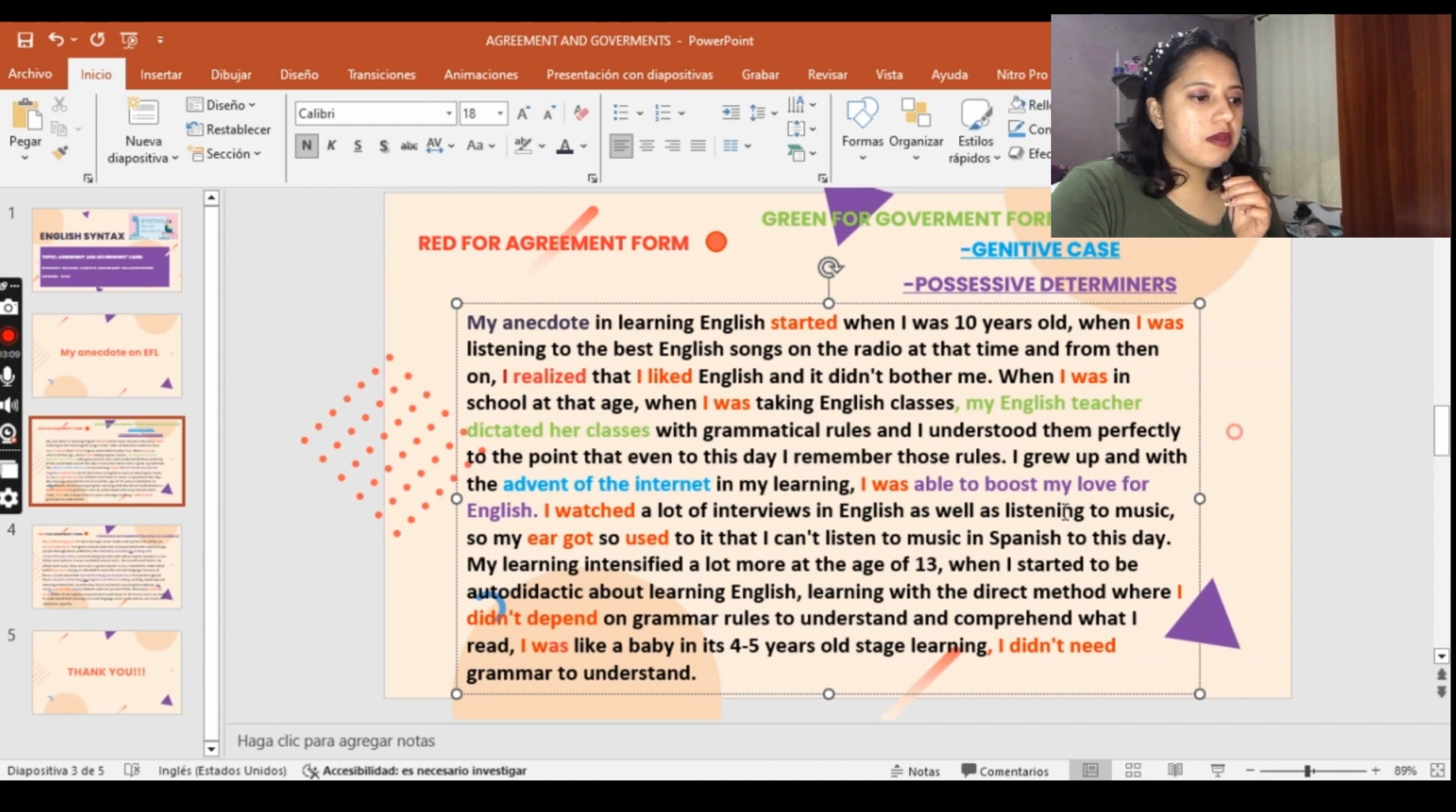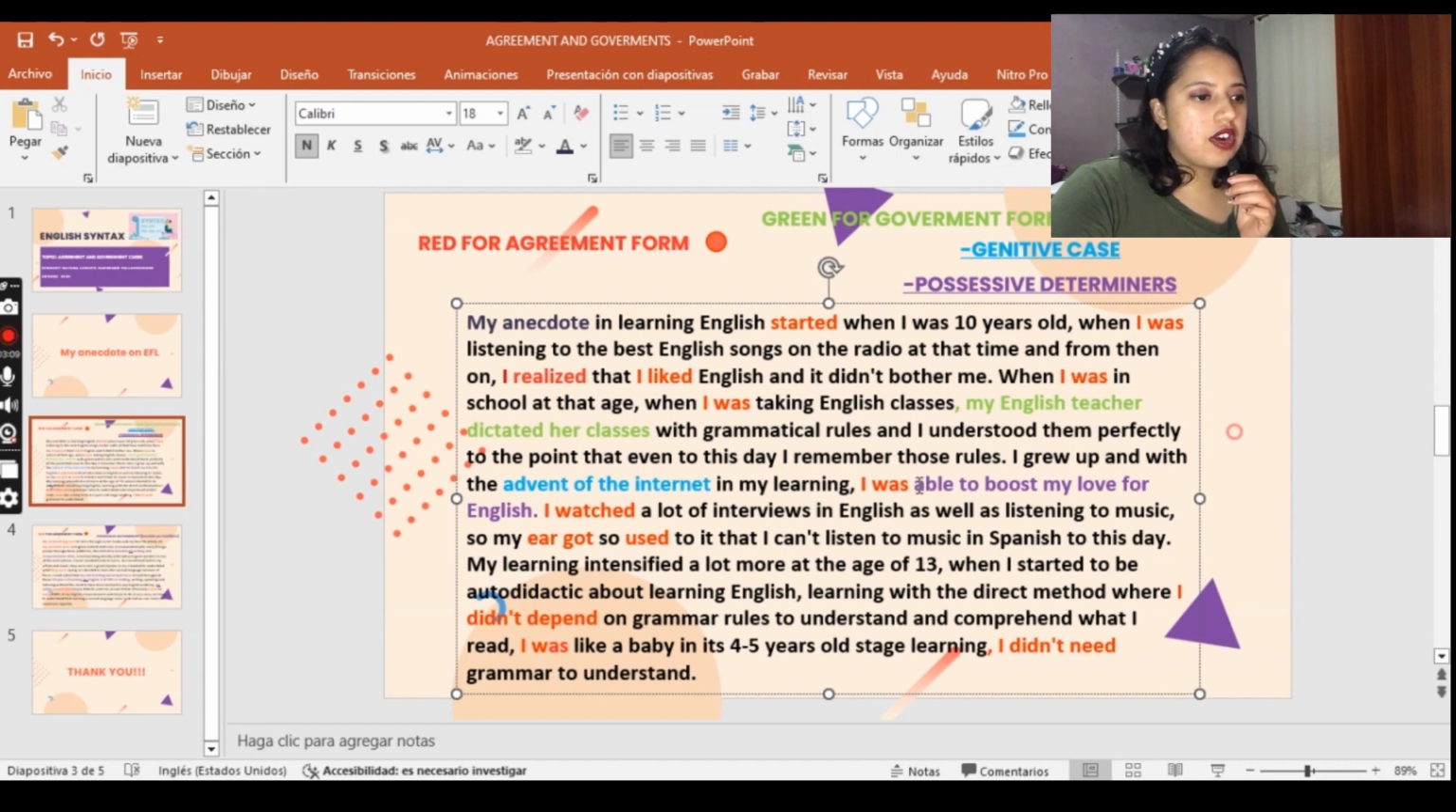Here I have another agreement form, and now we can see that we have a genitive case. Why? Because it shows ownership. Okay? Because we have here the word of, that indicates ownership, advent of internet.